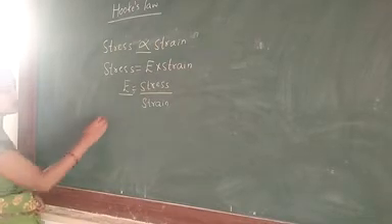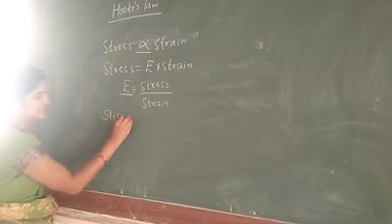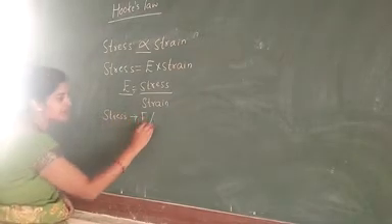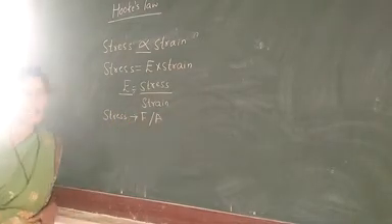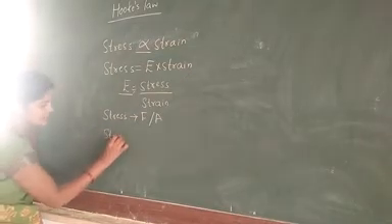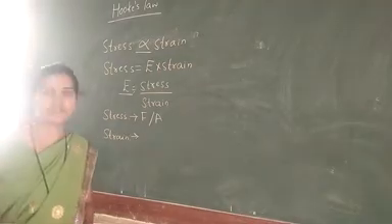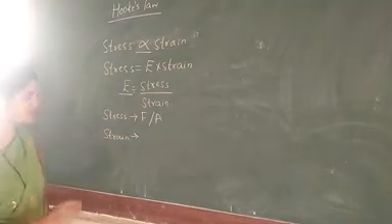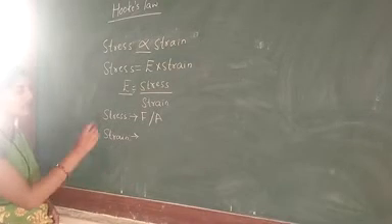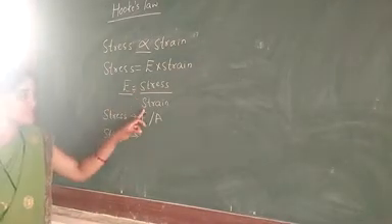Now first we have to know what stress means. The definition of stress is the force per unit area of a body. We call it stress. Second one, strain. Strain means the change in the length or change in the dimension relative to its original dimension. We call it strain. Now according to Hooke's law, we have taken E is equal to stress by strain.